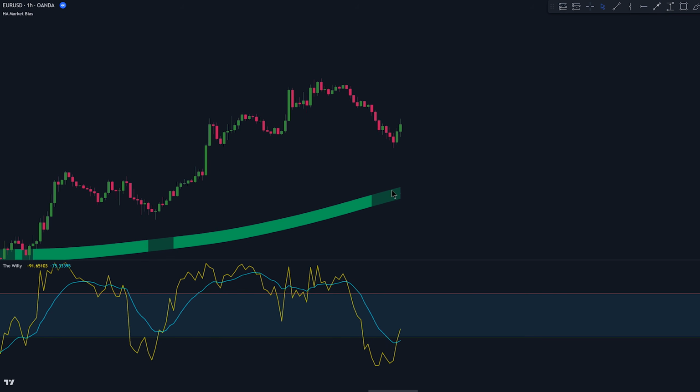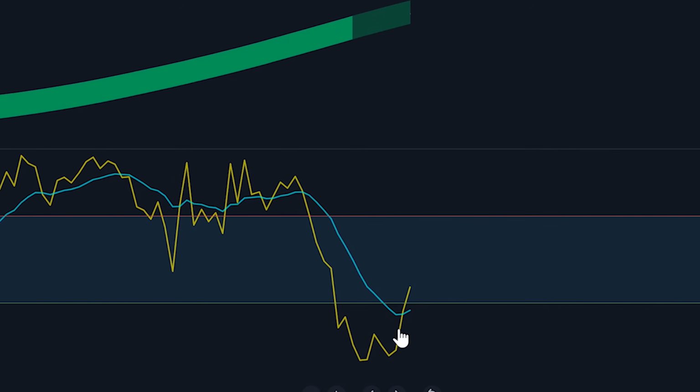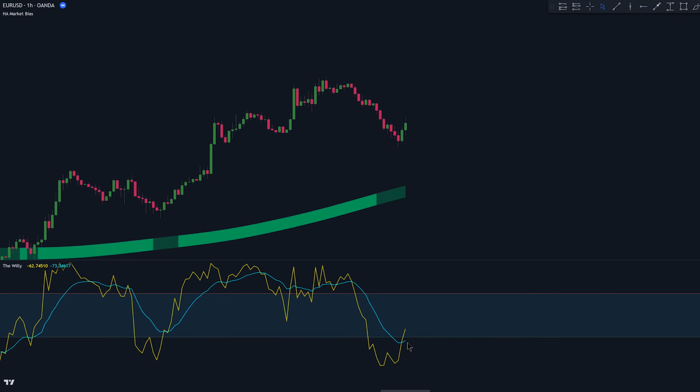Yes, this is a pullback. Lastly, we want the percent range oscillator, this yellow line, to cross above the 13-period moving average, this blue line, and the cross should happen below the -70 level. Also, at the time the crossover happens, the trend ribbon of the market bias indicator should still be colored dark green. This indicates that the market was oversold in an uptrend and the momentum is now shifting back to bullish. If the crossover happens after the trend ribbon has already changed color to bright green, that setup becomes invalid.